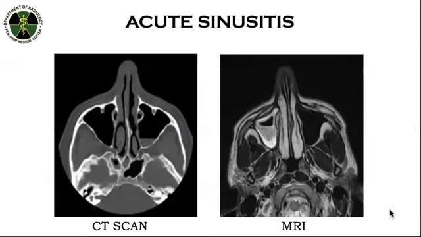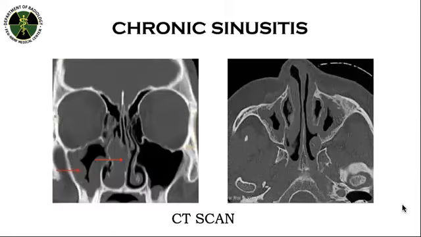So another example, CT scan axial view and MRI axial view, showing you the imaging findings of acute sinusitis. So there is air fluid leveling in the left maxillary sinus, indicative of acute sinusitis. And also in here, there is air fluid leveling also in MRI study in axial view in the right maxillary sinus. While in chronic sinusitis, this is a coronal view of a CT scan showing you mucoperiosteal thickening and osseous thickening of the sinus wall.